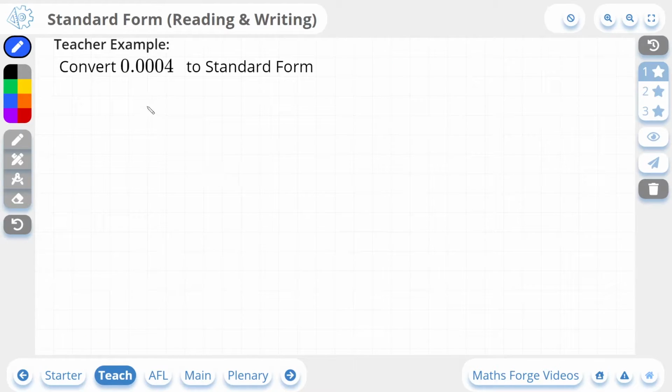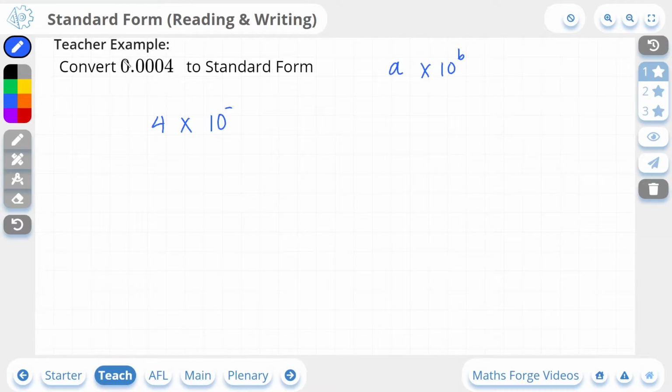We'll do another One Star example, but this time with a small value. So we're being asked to convert 0.0004 to standard form. If you remember standard form, you're being asked to write a number as a single digit between 1 and less than 10 times 10 to the power of an integer. So here we can see that the number's going to be small. And in this case, I'm going to write 4 multiplied by 10 to the power of a negative value.